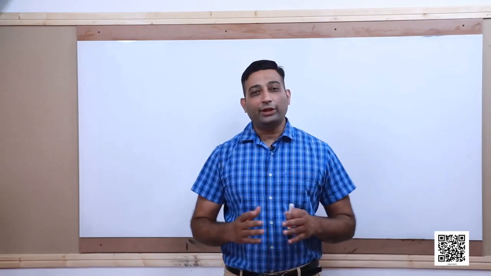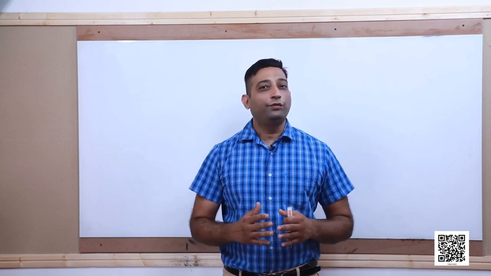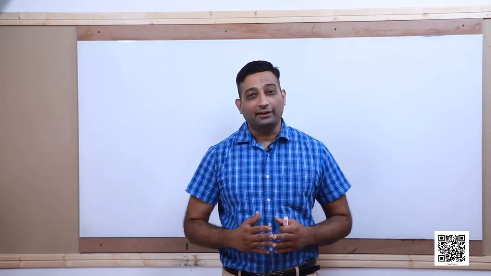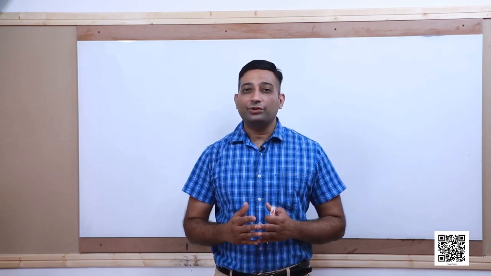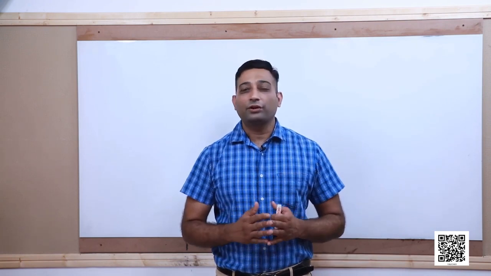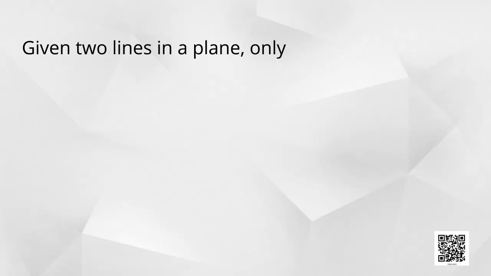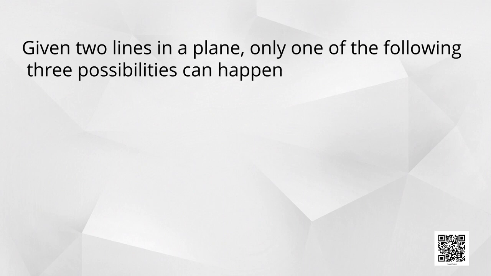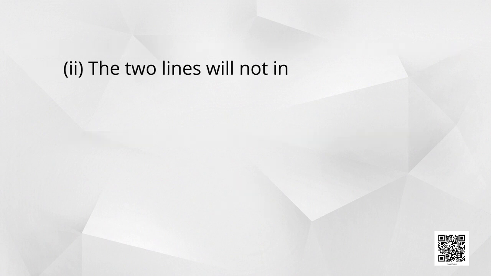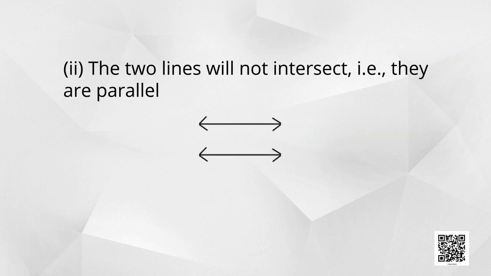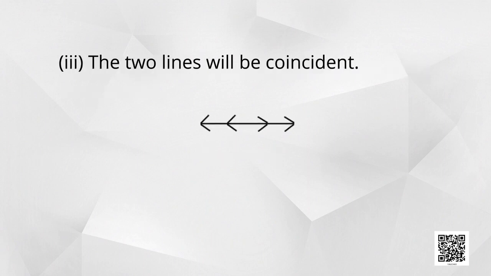Dear students, we know that a linear equation in two variables represents a straight line. Can you suggest what a pair of linear equations in two variables will look like geometrically? Given two lines in the plane, only one of the following three possibilities can happen. First, the two lines will intersect at one point. Second, the two lines will not intersect, that is, they are parallel. Third, the two lines will be coincident.